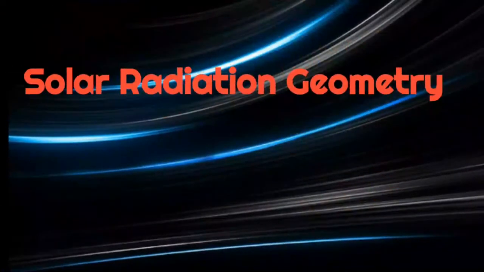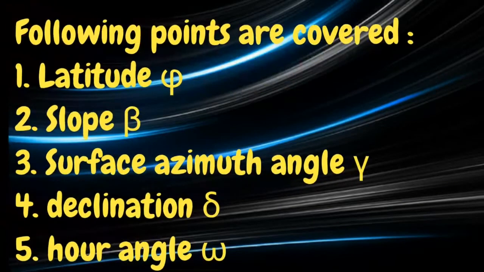Friends, this is Priyanka. Today we are going to understand some basic terms in the solar radiation geometry. We are going to study these important definitions, and we are going to understand these definitions with the help of the diagram. In this video, the following points are covered: latitude, slope, surface azimuth angle, declination, hour angle.